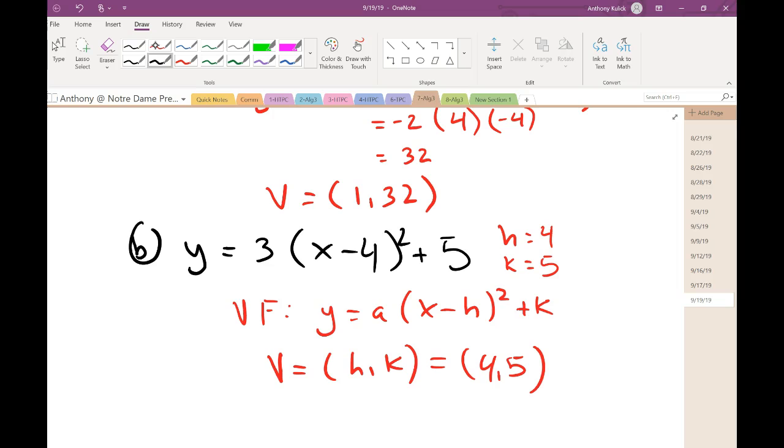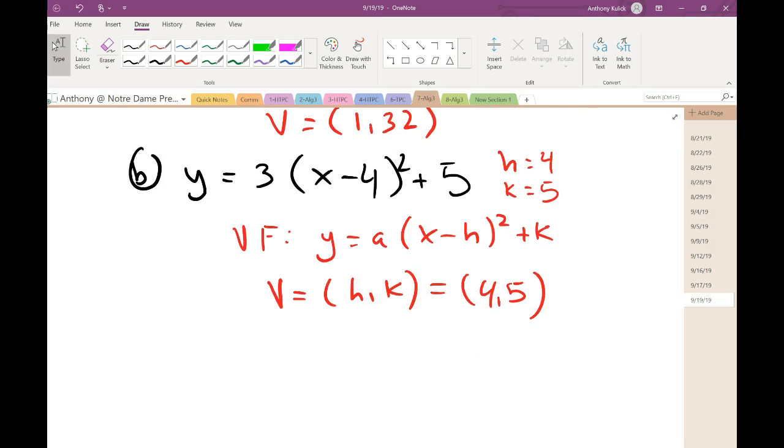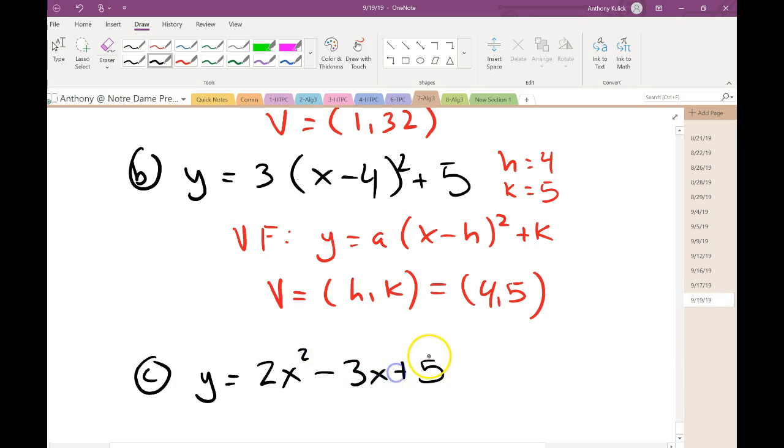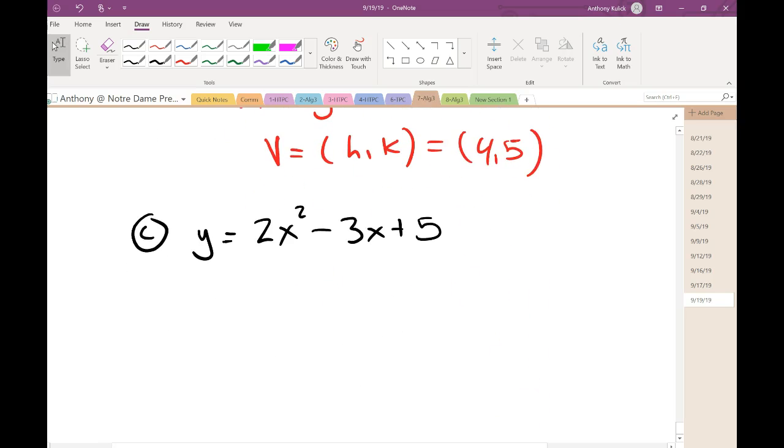Those are the easy ones, right? No calculation to even do. We just read it off the function. We can tell immediately what the vertex is. How about this one? y equals 2x squared minus 3x plus 5. That is standard form.